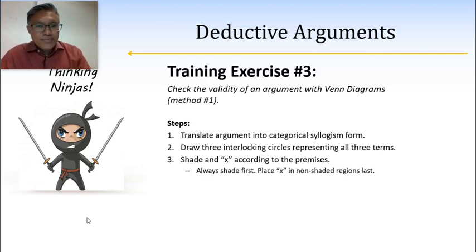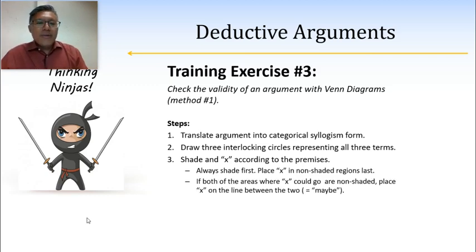The rule, and again I'm going to say this knowing it's going to be much easier to look at an example to make sense of this. The rule is you always shade first. So you take a look at the syllogism, you take a look at the two premises, and then you shade based upon the premises. And then after you shade, then you put an X based upon the premises.